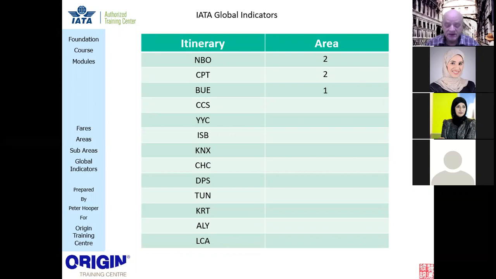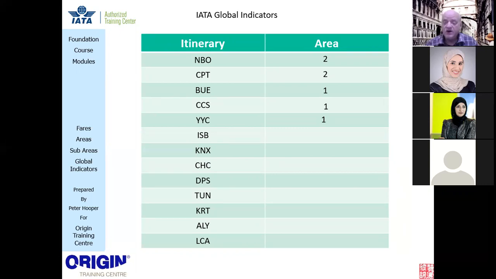CCS. Also South America. Country starts with the letter V. Venezuela. So if it's in South America, it's also area 1. YYC. Do you know the city? Okay, you don't know the city. Could you guess which country? That's Canada, because it starts with the Y, so it's area 1. YYC is Calgary.